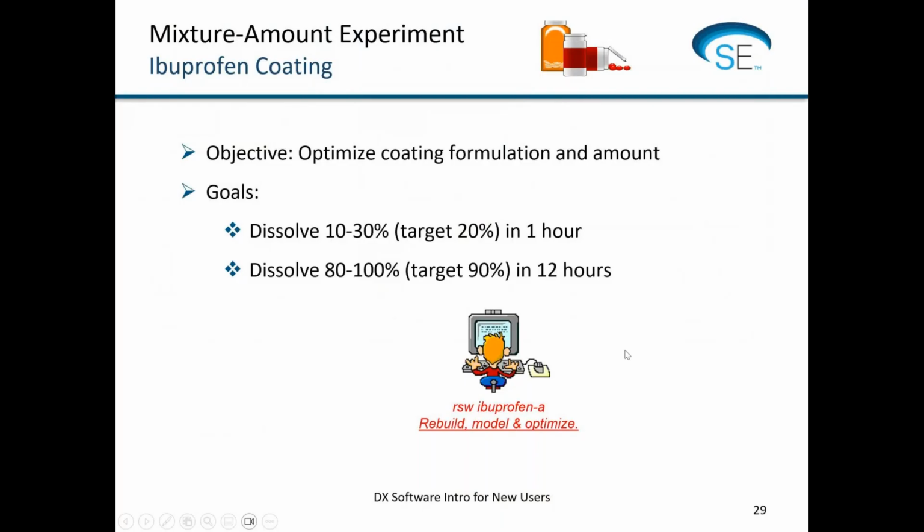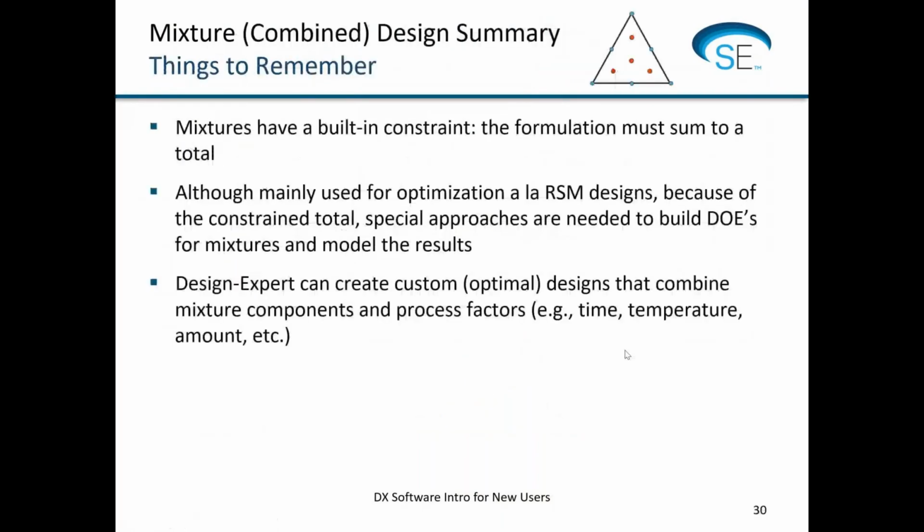Okay, so where are we? So mixtures have a built-in constraint. The formulation has to sum to a total, and so we really want to tailor fit our design using a mixture design because it is, well, designed for that purpose. It's mainly used for optimization. In other words, it is a response surface design. Mixtures are a response surface design. But special approaches are needed to build the DOEs for mixtures. And so that's what we have, using, like I said, Scheffé polynomials and other things to get it right.